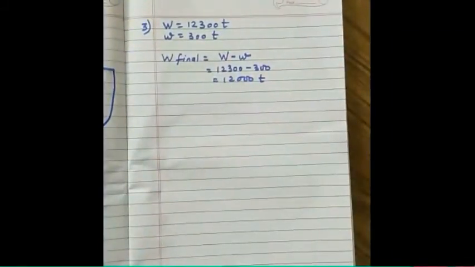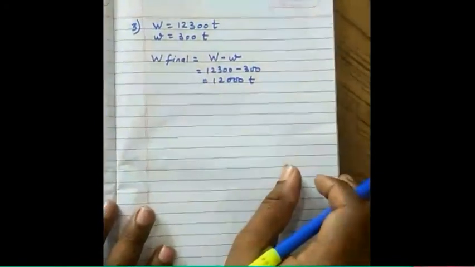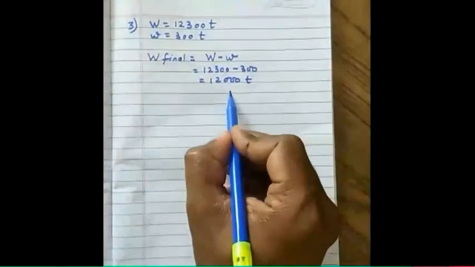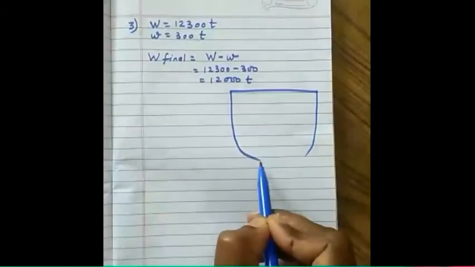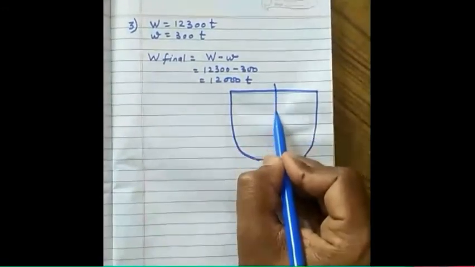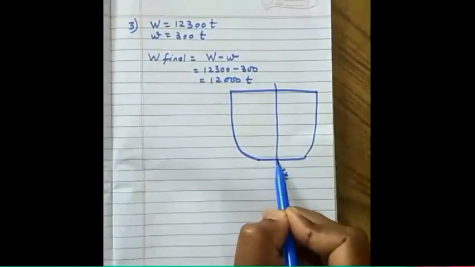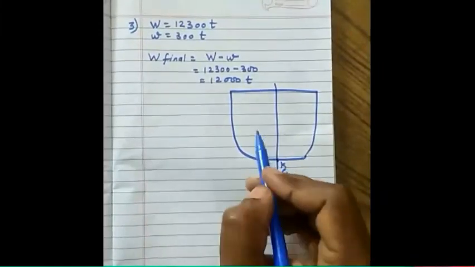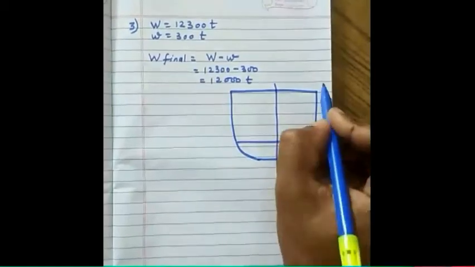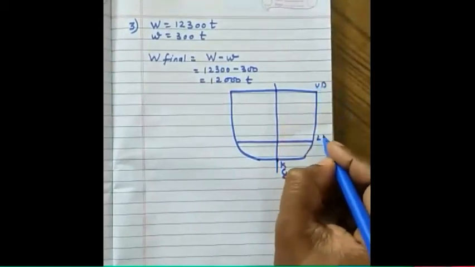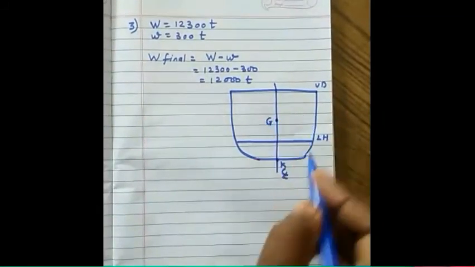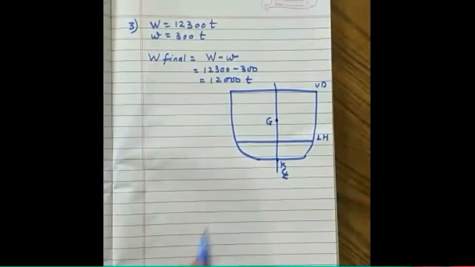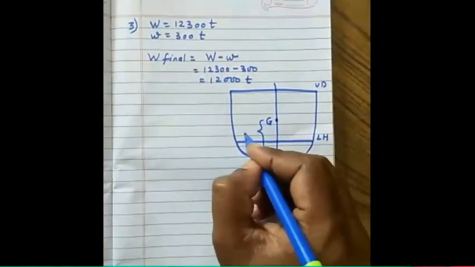Right? Now, next thing I'll draw the diagram. Better if possible, draw it a little bigger, so it is easy to put the values. This is my center line. Now it is showing some upper deck and lower hold. This is my upper deck. This is my lower hold. And this is my center of gravity of the ship. How much is it given? KG is 10 meter. Initial ship center of gravity is given as 10 meter.